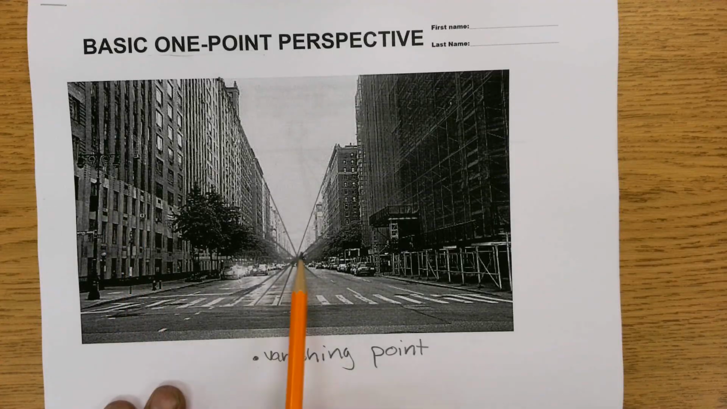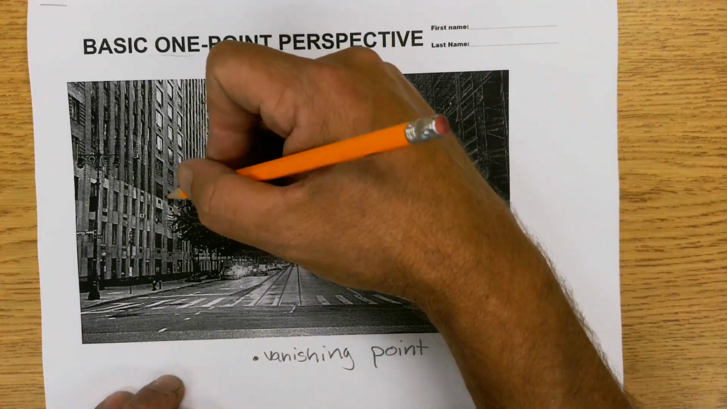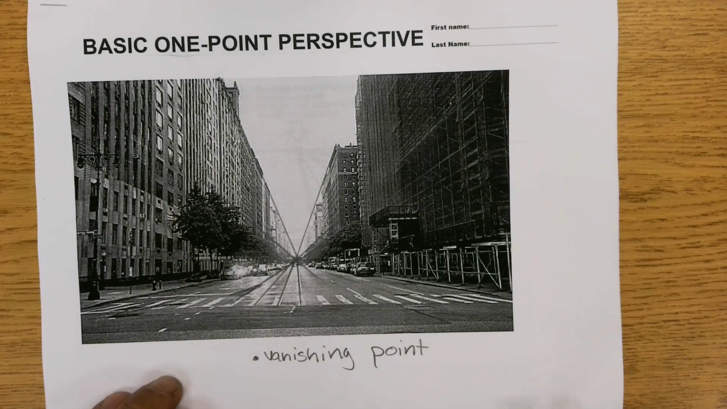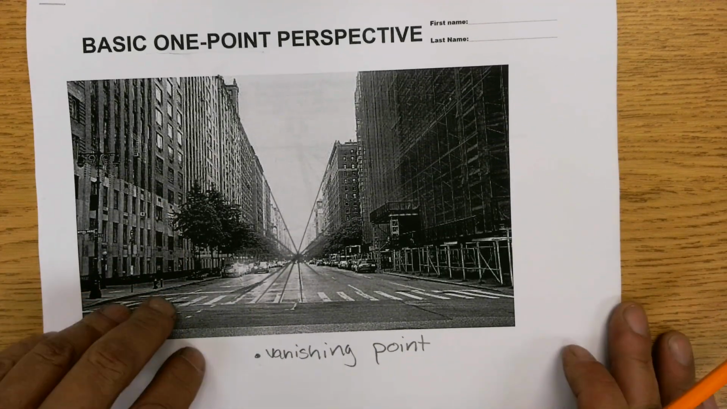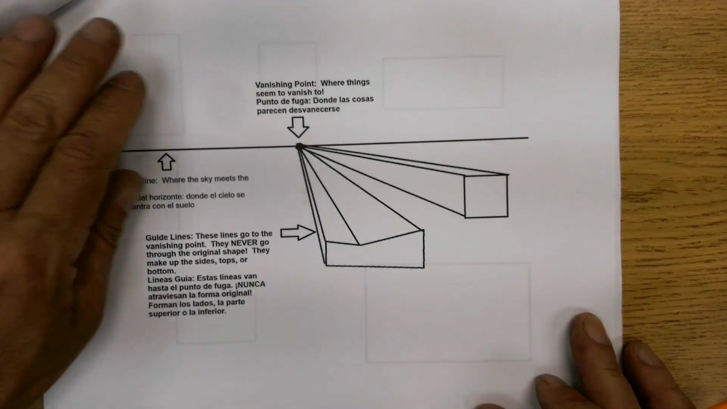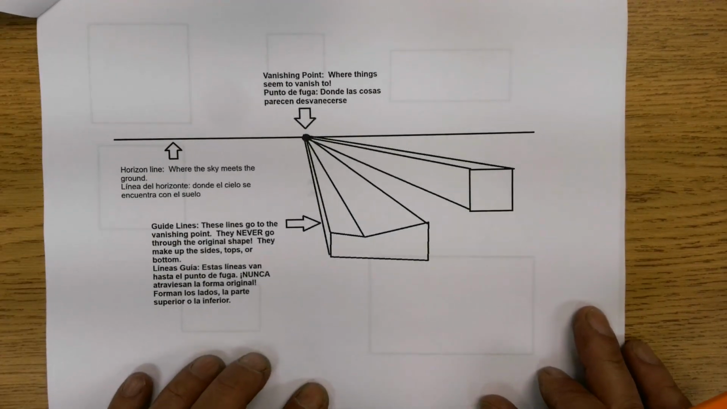And it looks like all these things seem to vanish to that one spot. Even the tops of the windows seem to go there. Okay, and those are all lines that in real life were parallel, meaning they go the exact same way and they'll never meet each other. Okay, so the way this works, you've got a number of things happening in the picture.